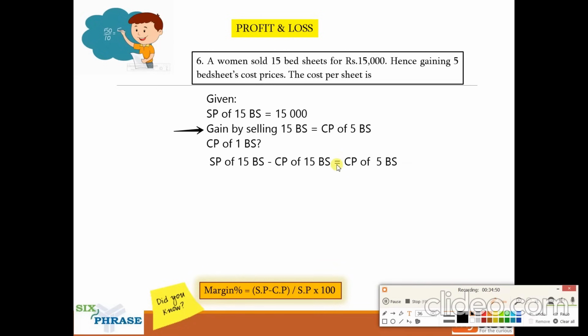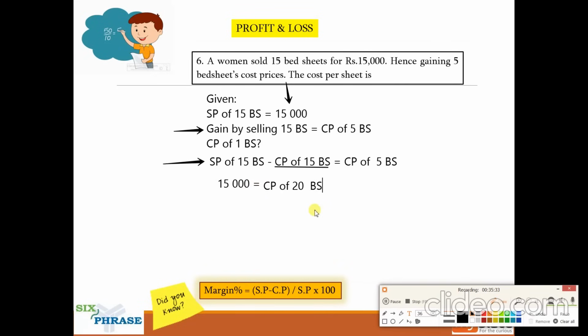So you already know the value of this, right? Guys, what is the value of this? They already given it to be 15,000. So just substitute the value of 15,000 here. You will get 15,000 minus cost price of this just goes the other side. If this goes to the other side, what will happen, guys? So it will become plus cost price of 15 bed sheets. What is cost price of 5 bed sheets plus cost price of 15 bed sheets? It is nothing but cost price of 20 bed sheets, right? Cost price of 20 bed sheets.